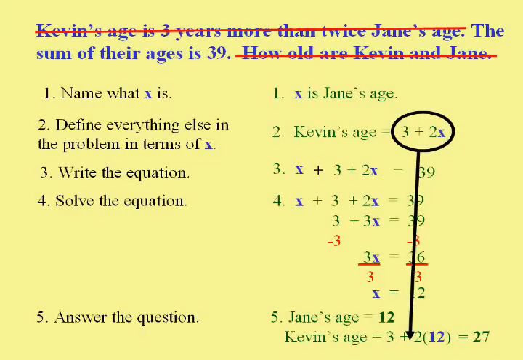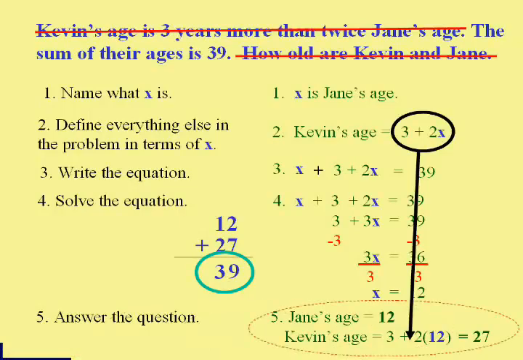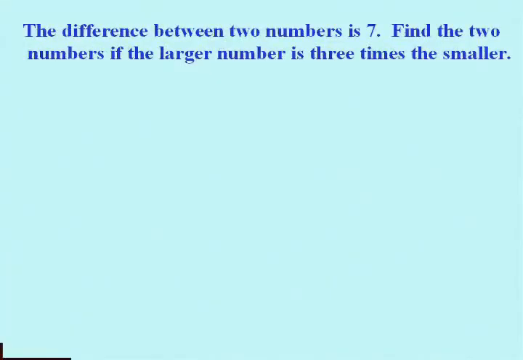It said that the sum of their ages should be 39. So let's add their ages up. And son of a gun, it is 39. So at least check to see if it's reasonable. Brilliance. That's all I can say. Sheer, unadulterated brilliance. Those steps will work for you just about every time. Thank you, sir. May I have another?